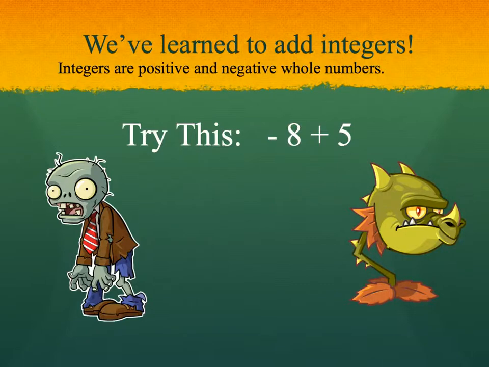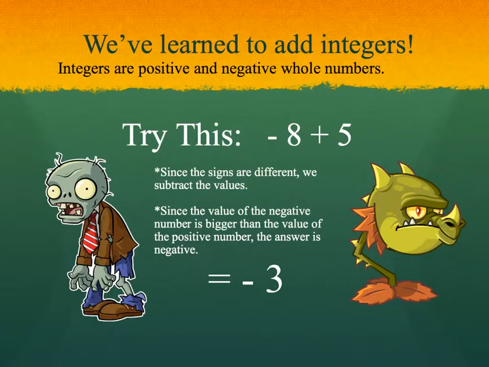First, we talked about integers. You'll remember Mr. Fike helped us talk about integers with zombies being negative integers and plants being positive integers. And when they battle, we end up with a certain number of either plants or zombies left over. Try this. If we have -8 plus 5, or you can think of it as 8 zombies and 5 plants, what will the answer be?